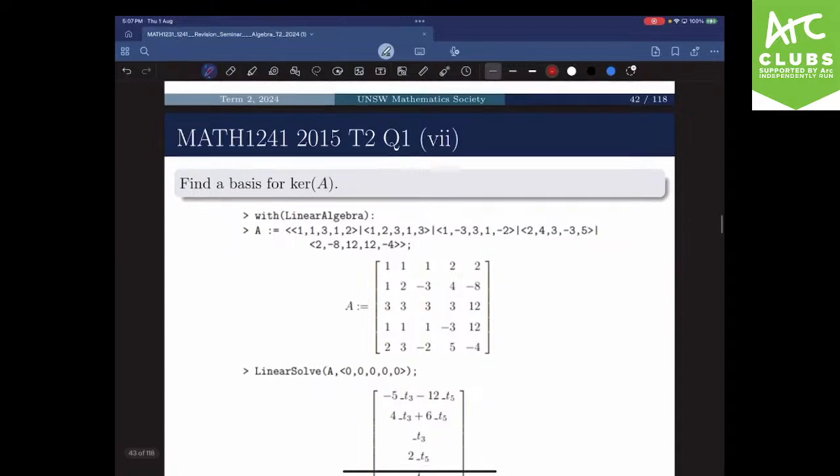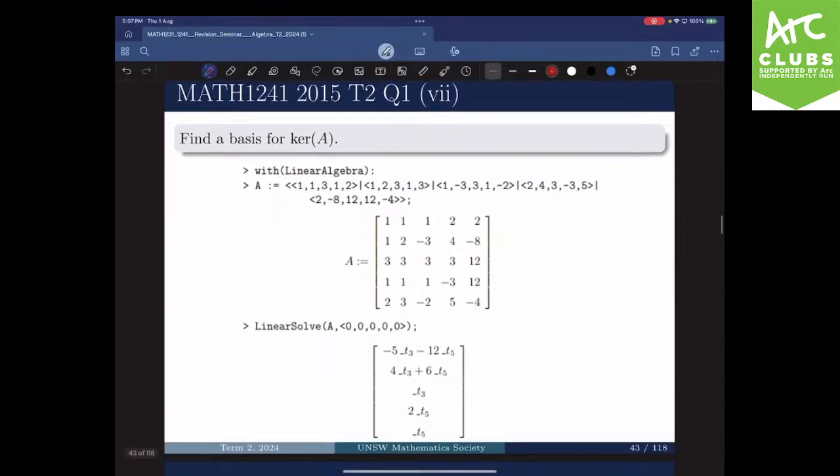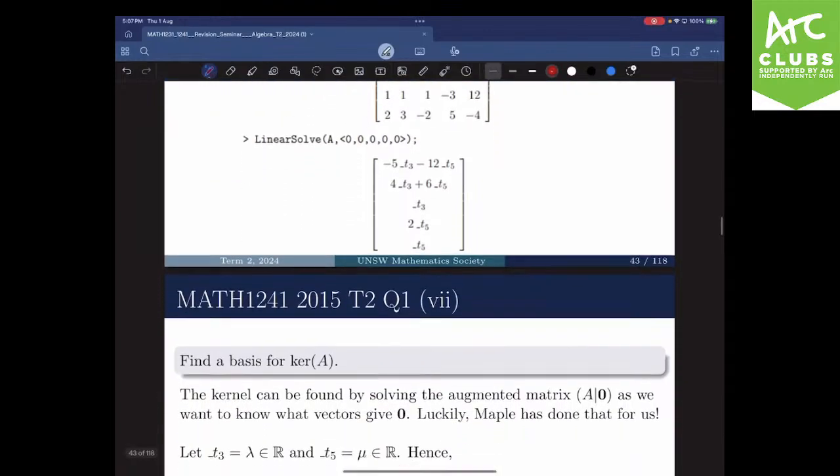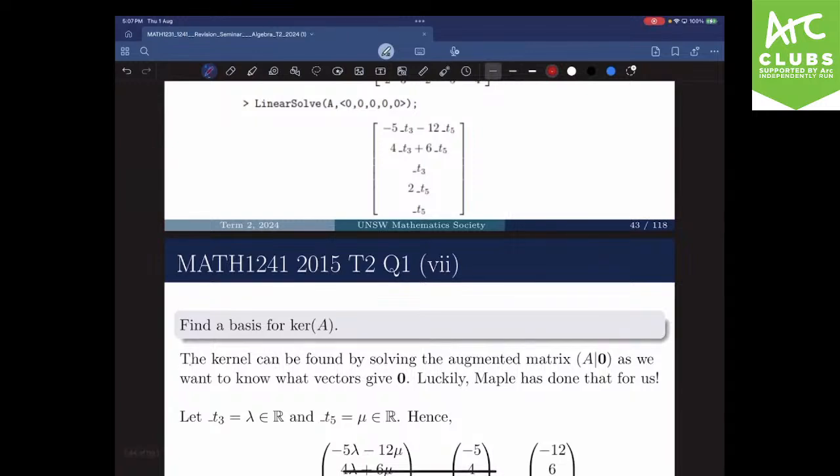So, just a small example here. We're given this Maple output. I'm sure you've seen these sorts of questions before. You're given this Maple output, and we have to find a basis for the kernel of A. We can find a kernel by solving this augmented matrix A with the zero vector, as we want to know what vectors give us the zero vector. But Maple's done the linear solve for us.